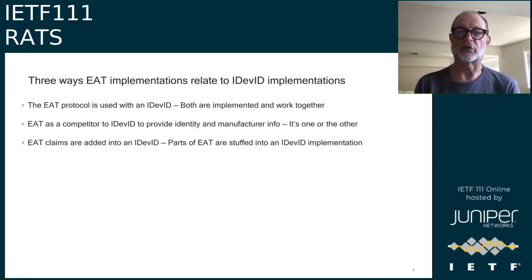So they're both implemented and they work together. The second is they're looked at as competitors. They both provide the identity of the device and a little bit of manufacturing information. It's one or the other. In this case, I think IDEV ID gets used with EAP. Then the third case is you take the EAT claims and kind of stuff them into an IDEV ID.